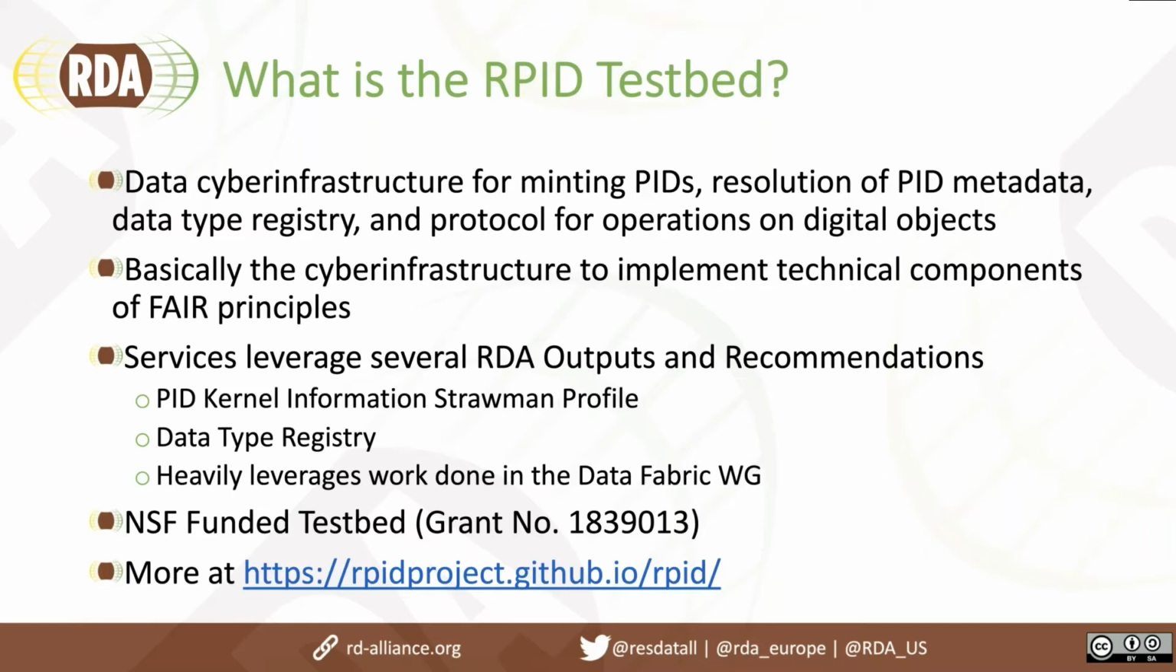It uses a data type registry where all of the data is typed, both for machine interoperability and for readability and adjustment. And it heavily leverages the work done within the Data Fabric Working Group, where it was conceived that putting together some of these outputs into a fabric of services was the next step along the lines of creating a data fabric or a data cyberinfrastructure. RAPID was funded by the National Science Foundation in the US, and if you want to learn more about that project, the link is included here.